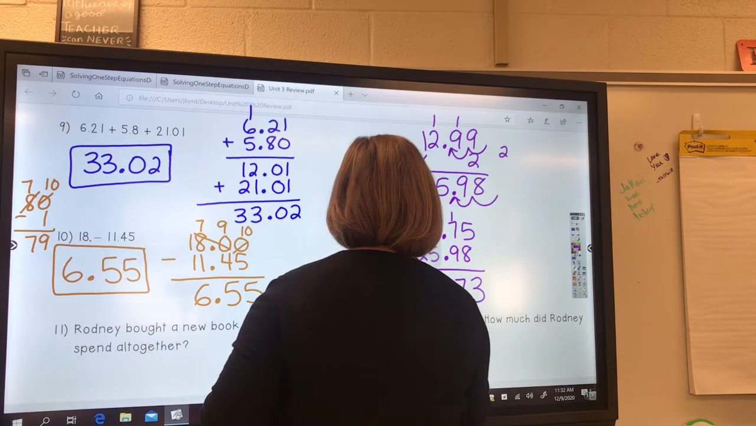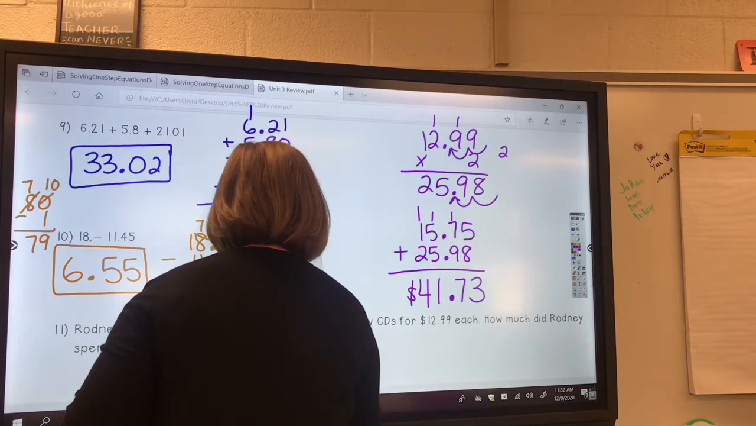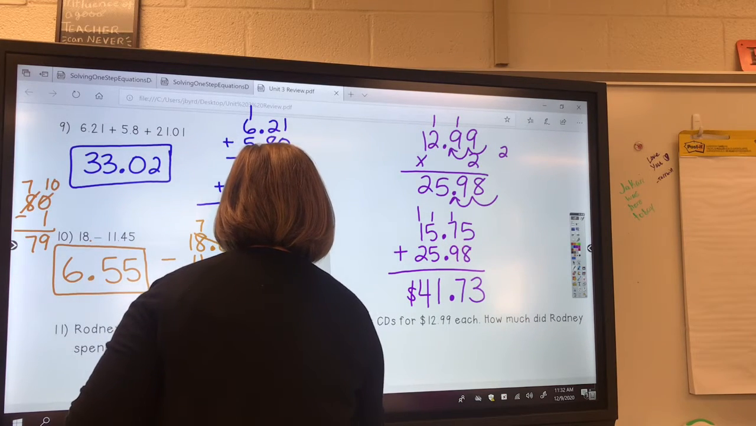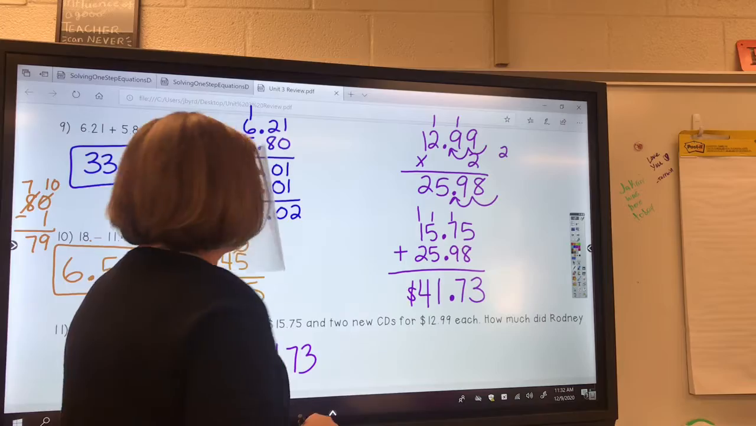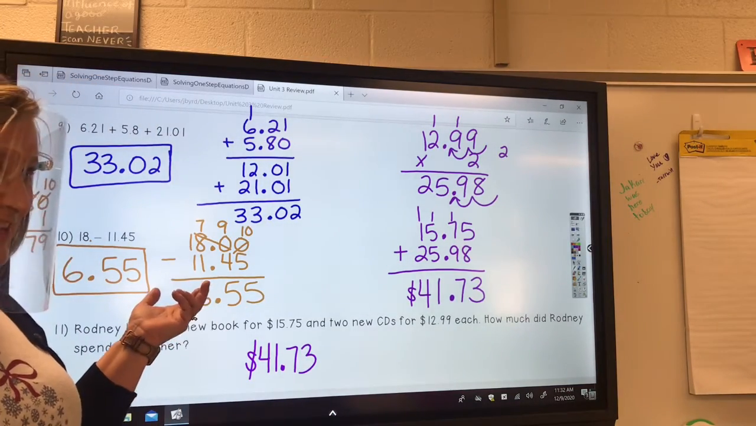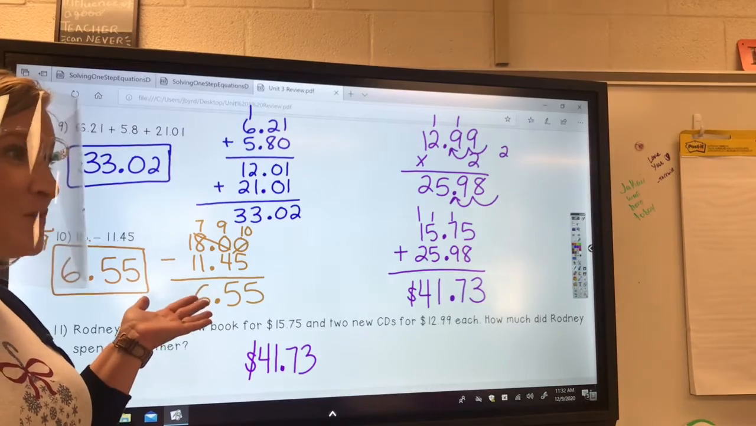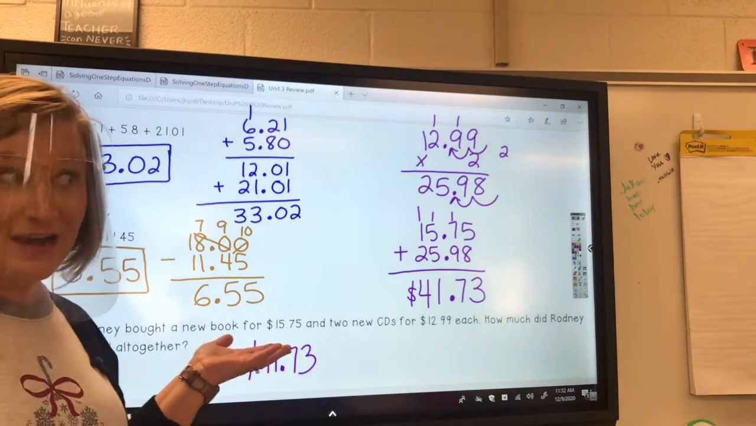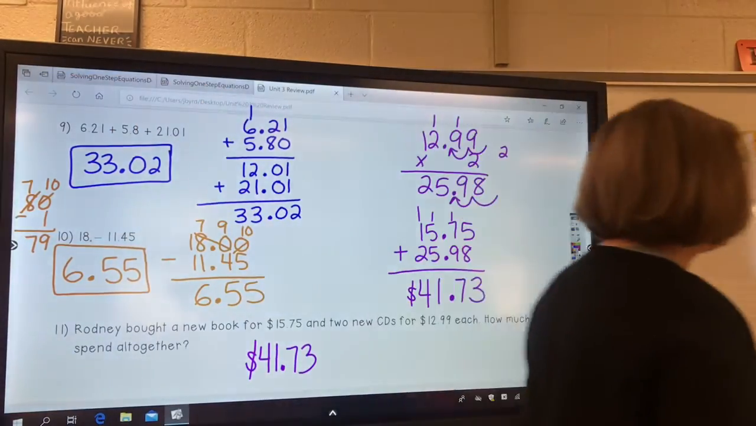So how much did he spend? $41.73. Very good, 73 cents. You said it right. 41 and 73 hundredths. That is right. It was the cents though.